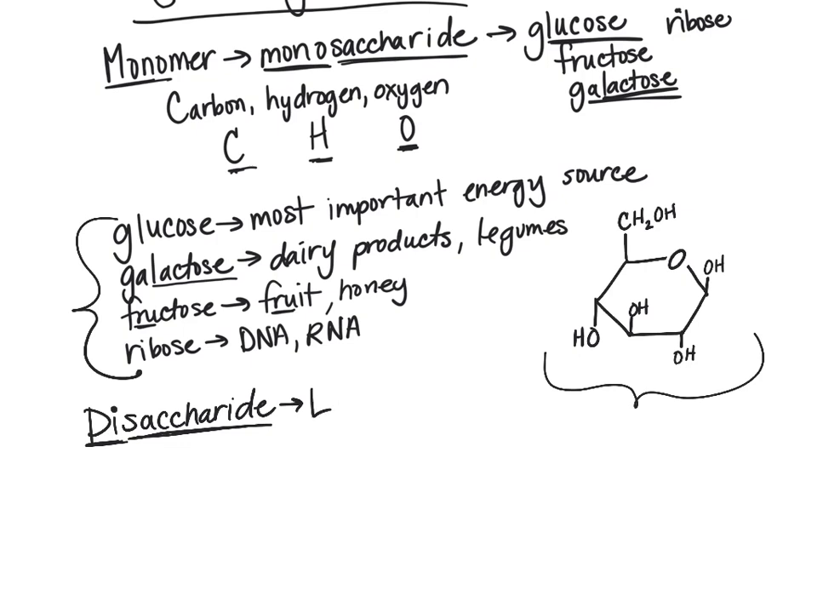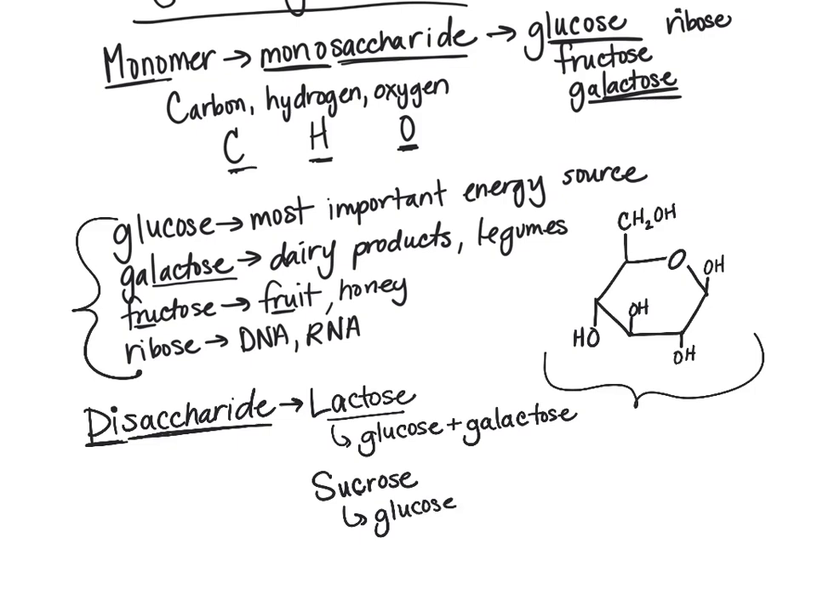So the first disaccharide you should be aware of is lactose. And lactose is a combination of glucose, and can you guess the other one? Galactose, yes. So we have a bond between the glucose and the galactose, and we call that lactose, which is a disaccharide. The other disaccharide that you should be aware of is sucrose. And sucrose, we already mentioned, is table sugar, and that is a combination of glucose and the other one, right, fructose.